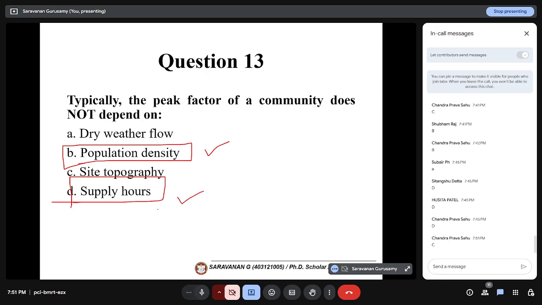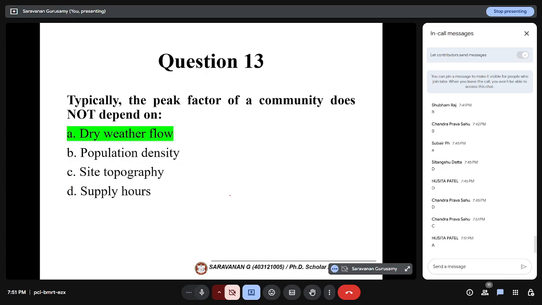Site topography or dry weather flow. I am also confused. Dry weather flow. So that is a sewage generated. So the peak factor is not based on the sewage. Site also it will get vary, right? So site, which district, which city it's going to be followed. So it will vary along again with the what we say metro cities or not.